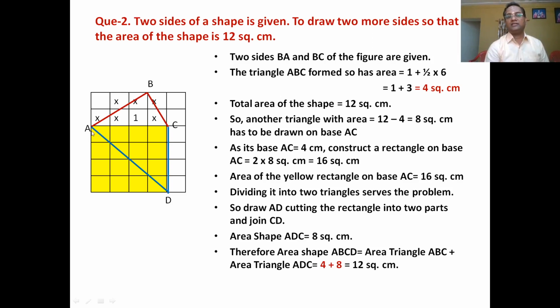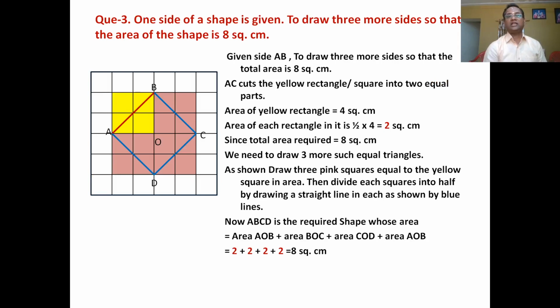And then you just divide this rectangle into 2 equal parts. Now you write this point as D, join AD and CD. ABCD is the required shape that makes area equal to 12 square centimeters. Now we shall discuss one more question.